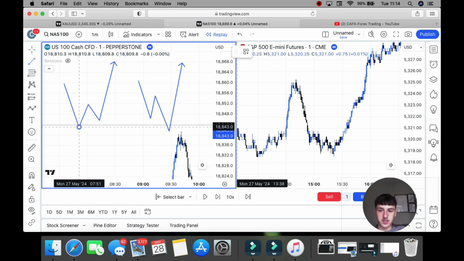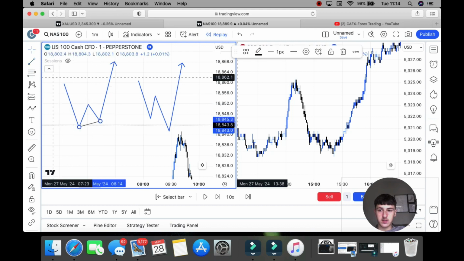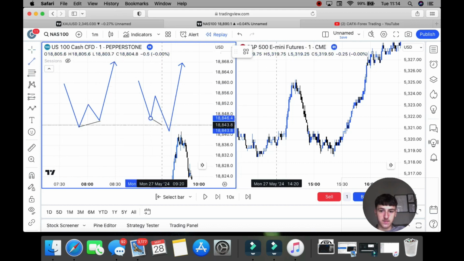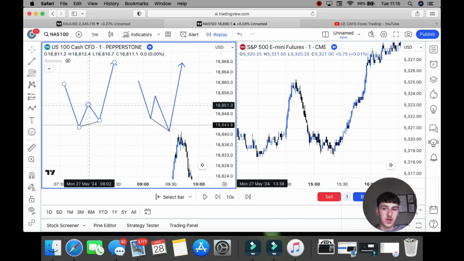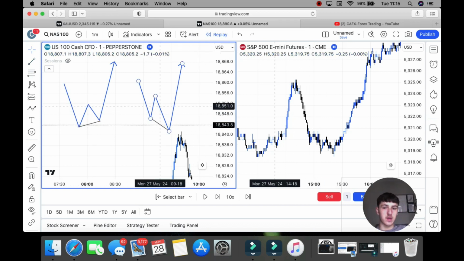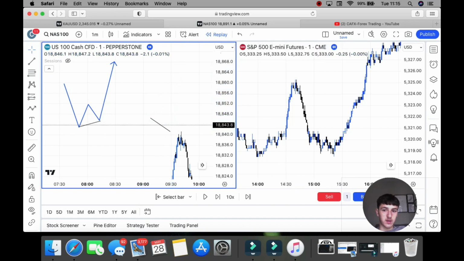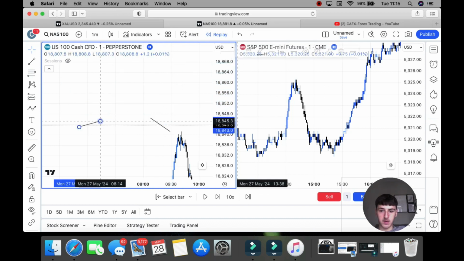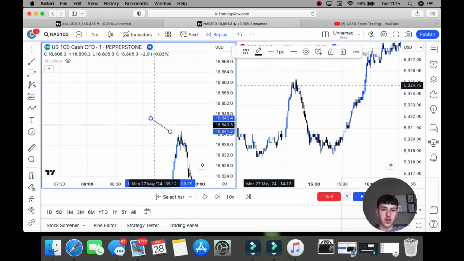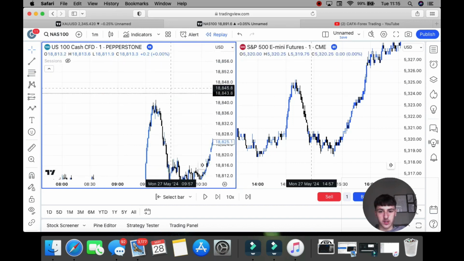So this is your actual SMT. It's as simple as that. That is how easy it is. That's what you want to be looking for: a high that gets swept or a low that gets swept but doesn't on the other. Now that we know that and that's cleared up, I'm going to show you a trade example of how I used one to get a winning trade.